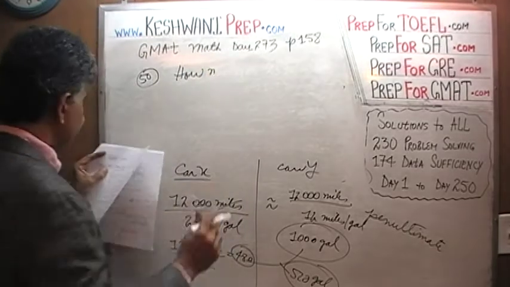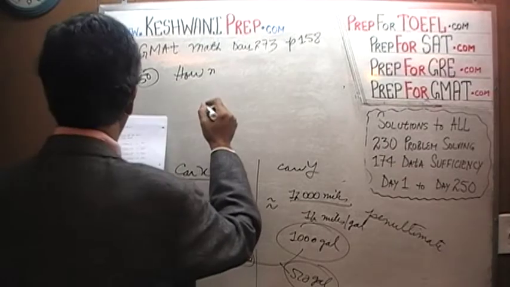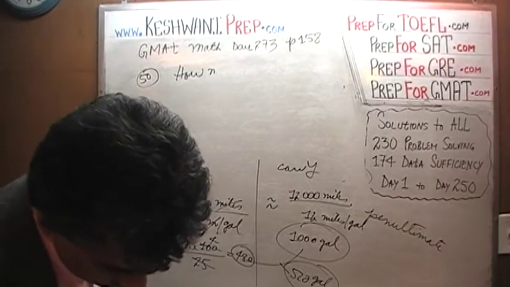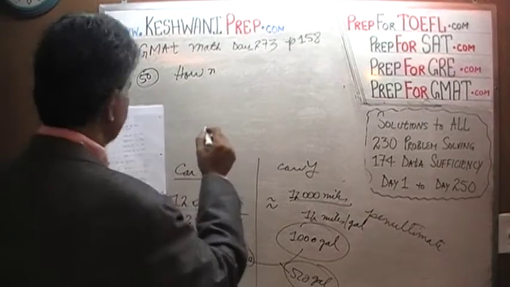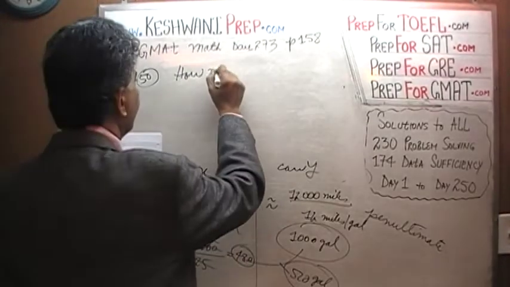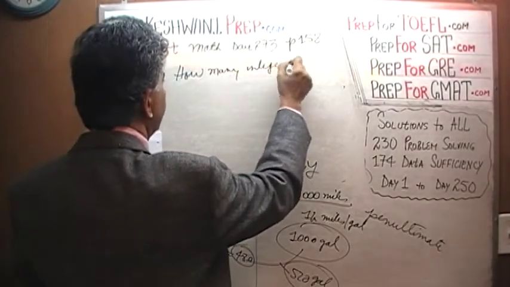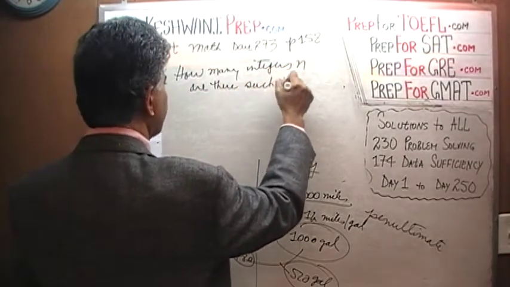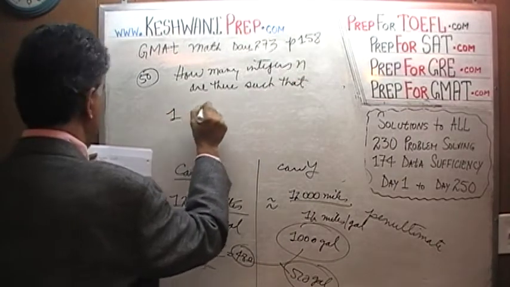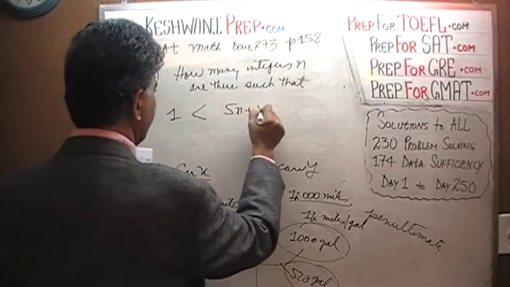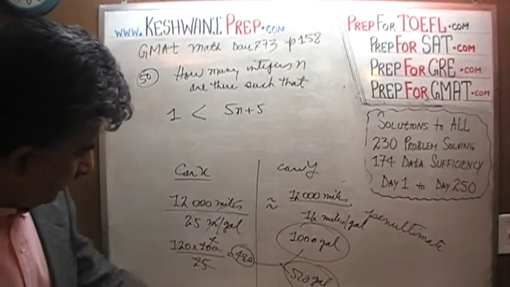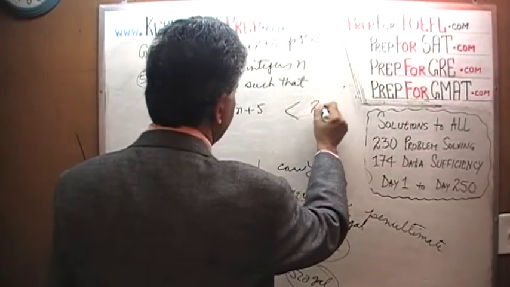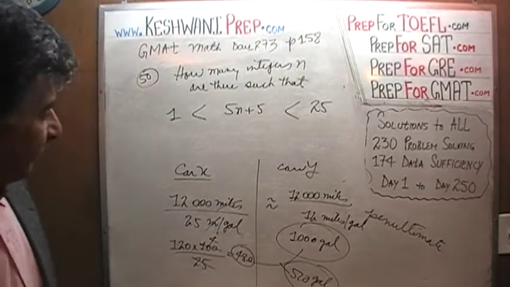The question is, how many integers n are there such that this is true: this quantity 5n plus 5 is more than 1 but less than 25. Let's find out, shall we?